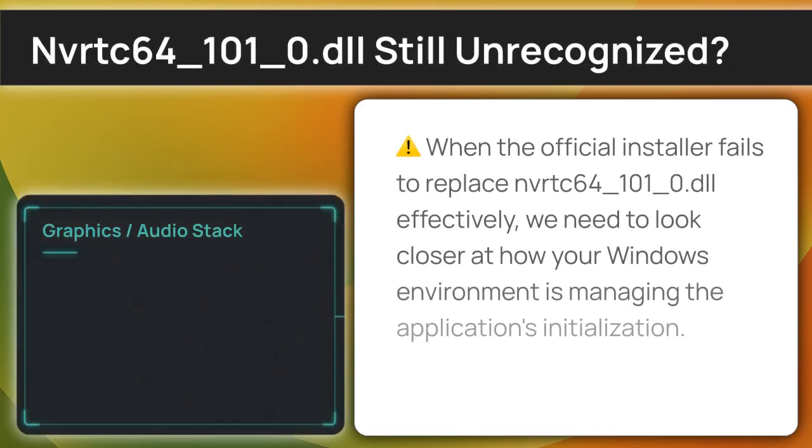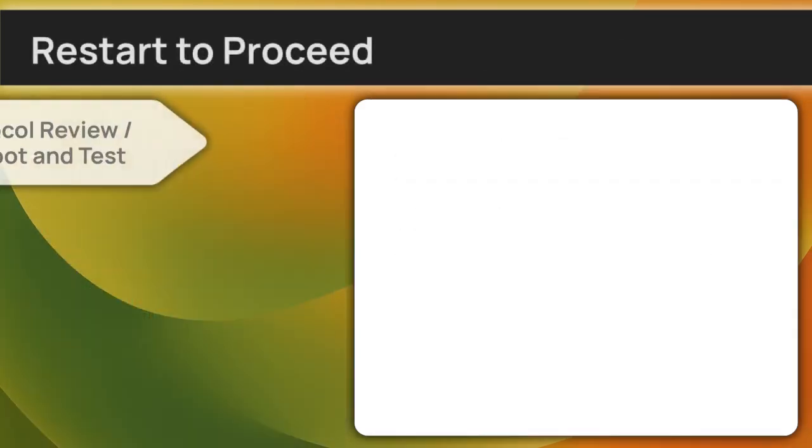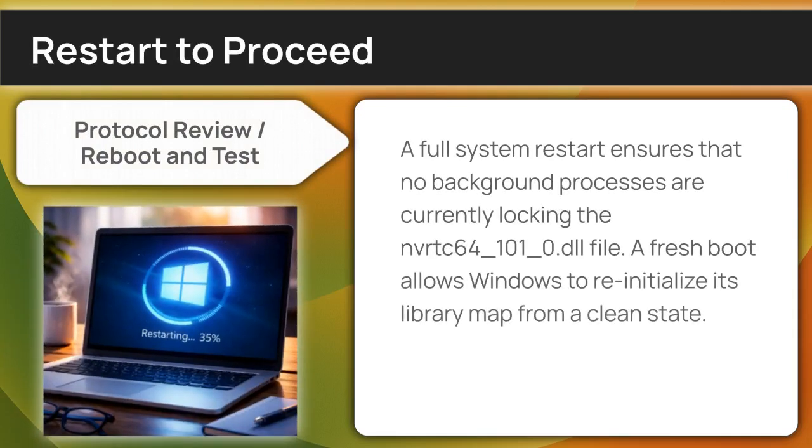Should the file remain missing after a reinstall, we need to ensure that the operating system is forced to re-index its shared library paths. A standard restart allows the Windows bootloader to rescan your system directories and potentially recognize an unregistered NVRTC64 component.